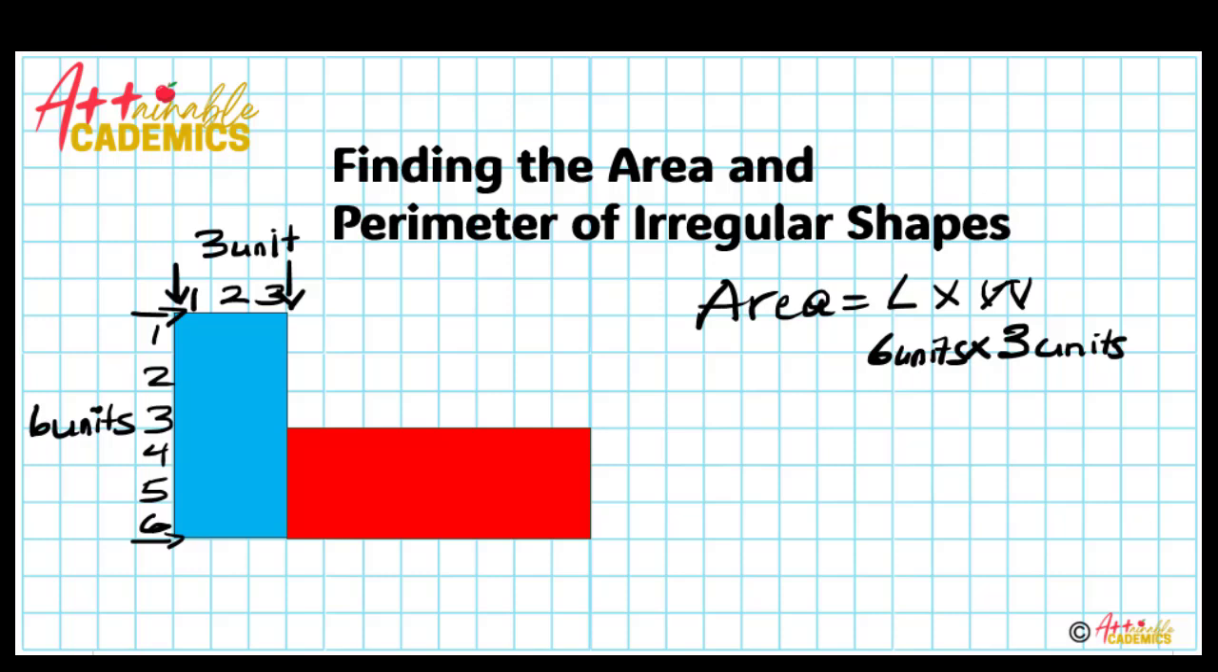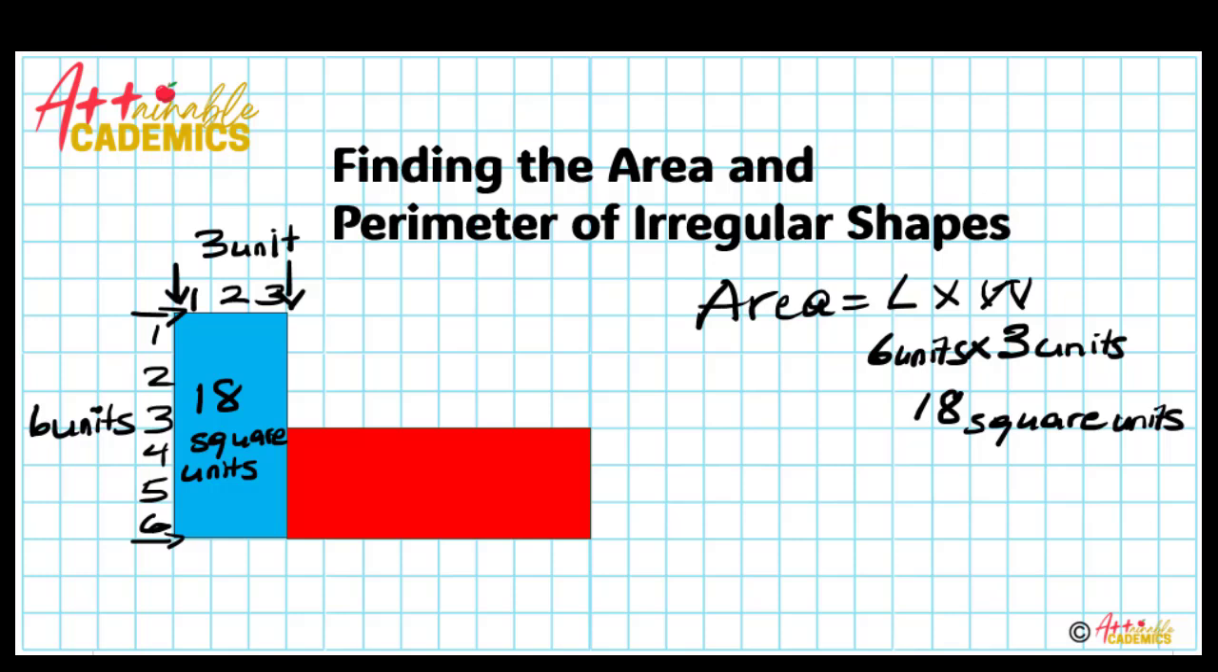So 6 times 3 is 18. And wait, we must always add square units when we find our answers for the area, square units. So that's 18 square units. So the blue rectangle is 18 square units. Yes, that's exactly right. Square units. But we're not done yet, because now we've got to find the area of the red rectangle.